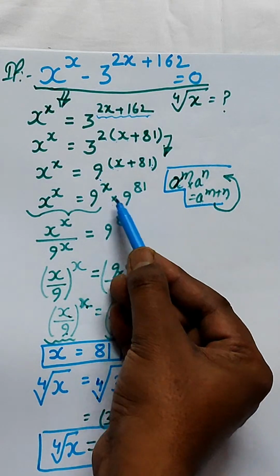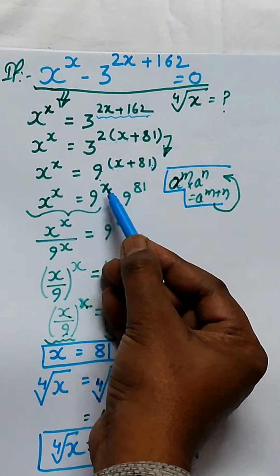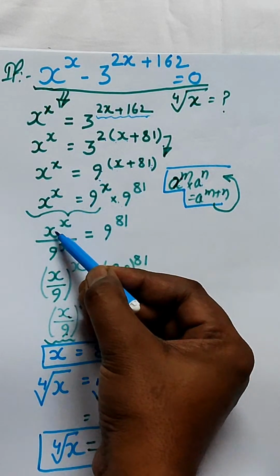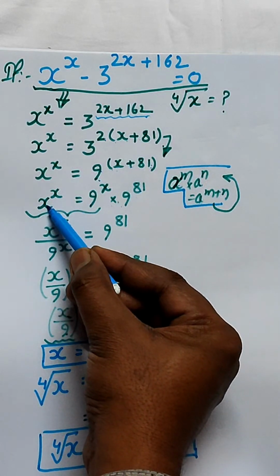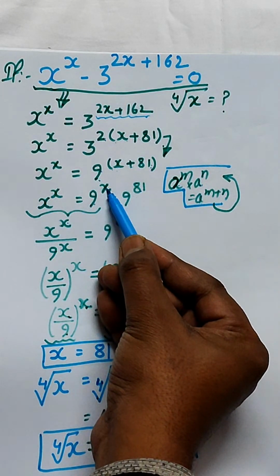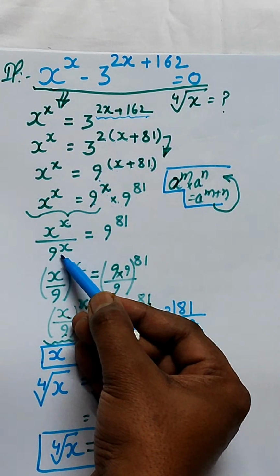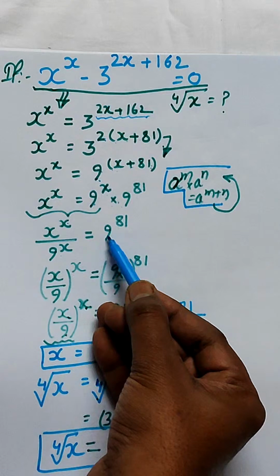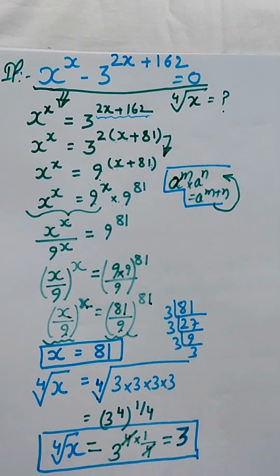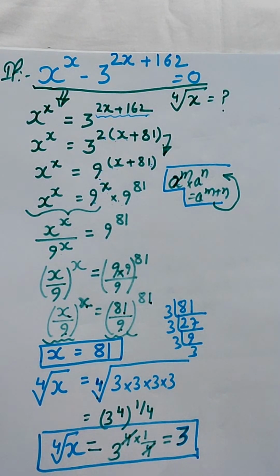So here, bring the terms having x together. That is x to the power x already in the LHS. 9 to the power x in the RHS, bring it to the LHS. So it will come into the denominator like this. And 9 to the power 81 will be left in the RHS, right?